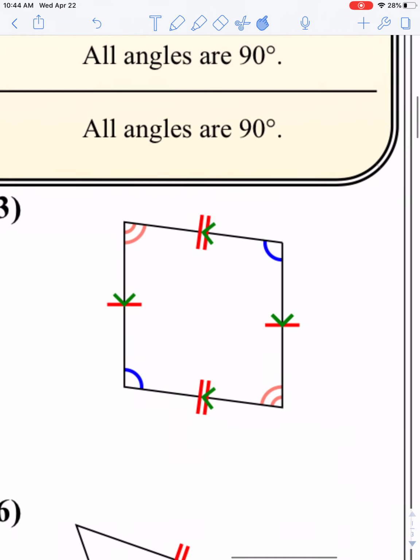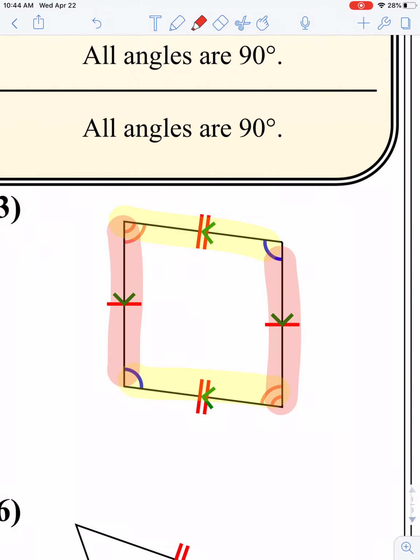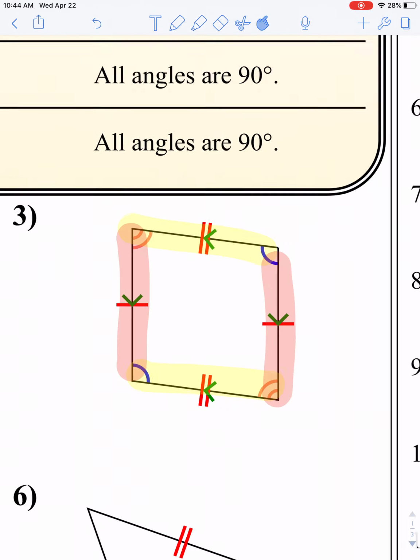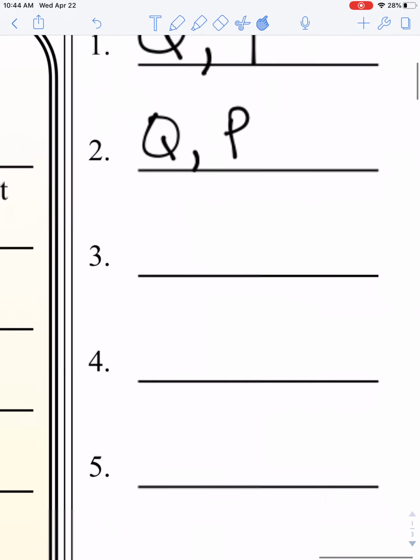Number 3 is the same thing. Quadrilateral because it has 4 sides. Those opposite sides are equal in length and they are parallel. So once again, we can classify it as a parallelogram. So quadrilateral and a parallelogram.